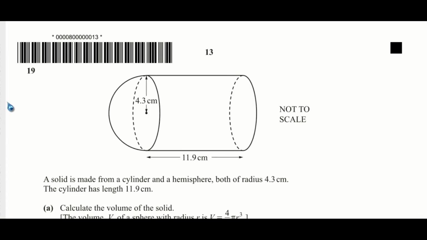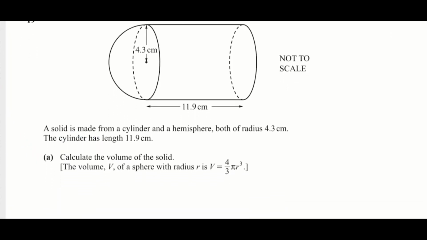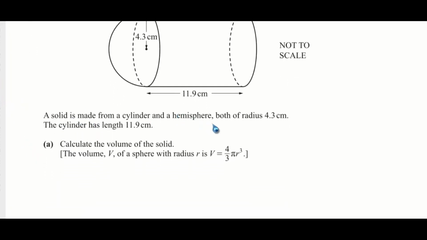So question 19, we have this diagram. A solid is made from a cylinder and a hemisphere, both of radius 4.3 centimeters. The cylinder has length 11.9 centimeters, which is the height of the cylinder. Calculate the volume of the solid.